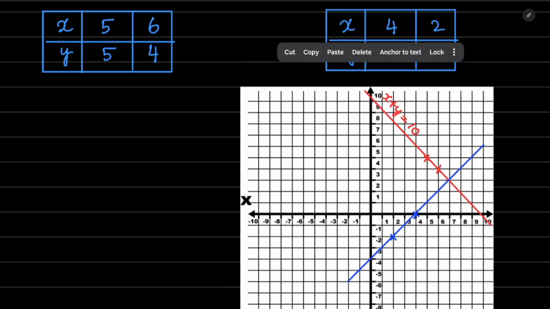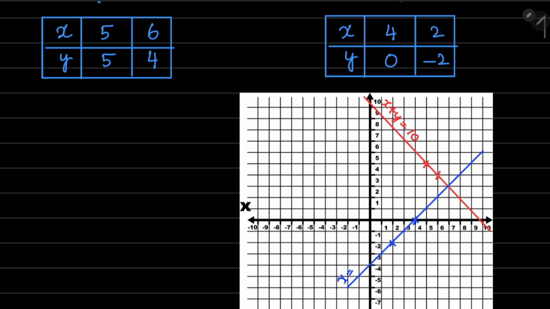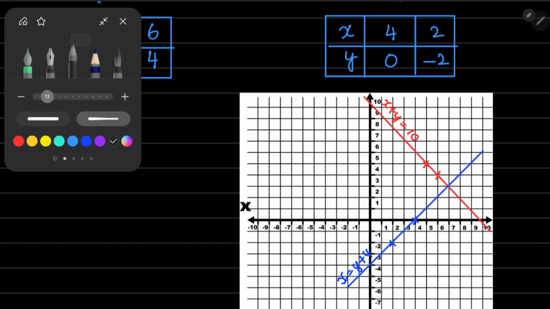Yeah, now it's correct. Okay, so let me write what that equation is. The second equation is nothing but x equal to y plus 4. This is the second equation. And where do these two lines intersect? That's your solution. Where do they intersect?